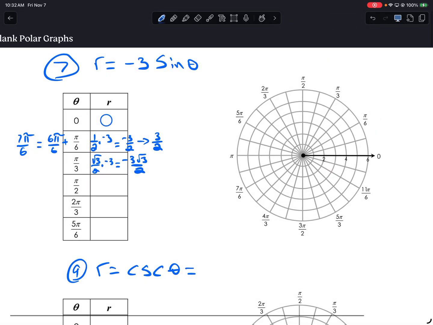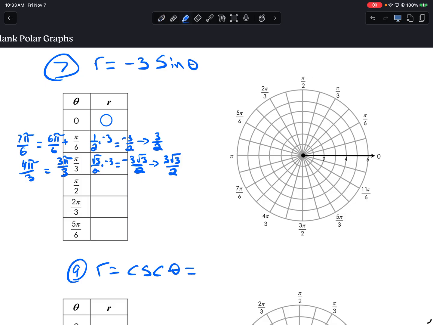So I can't have negative 3 root 3 over 2, so I make it positive. And then what do I get on the other side? I add 3 pi over 3. And then what do I get? 4 pi over 3.